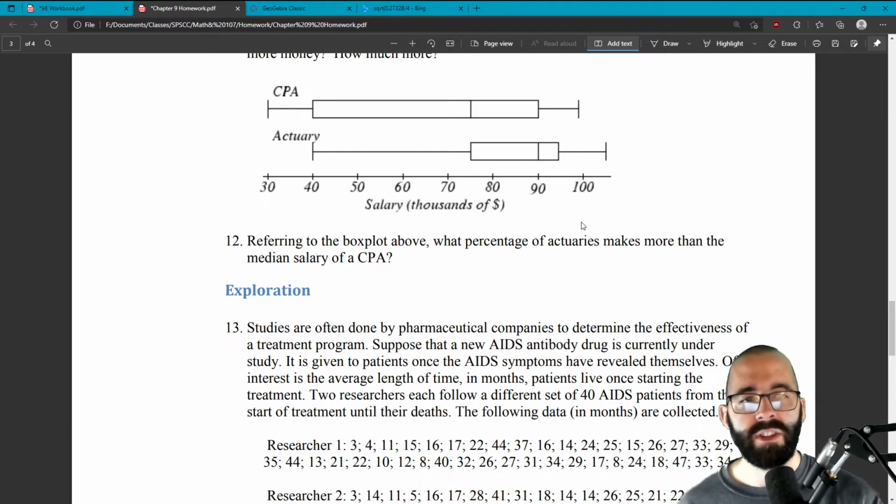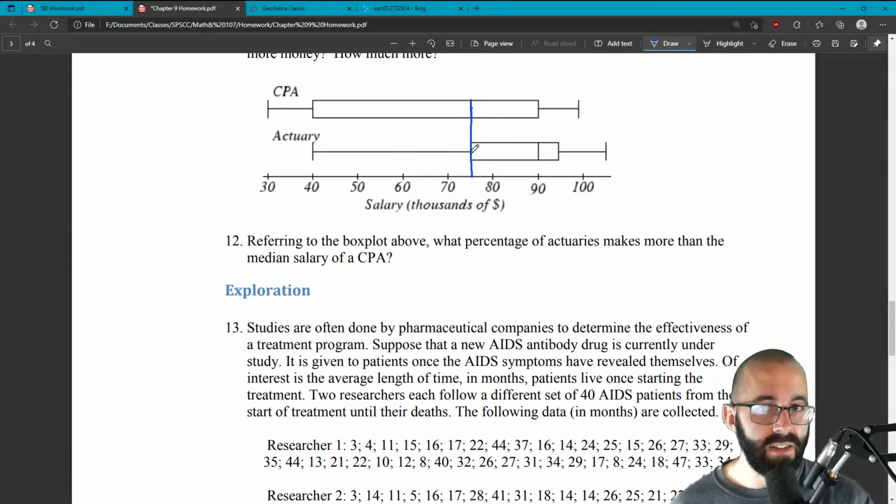So what percentage of actuaries make more than the median salary of a CPA? The median salary of a CPA is right here. That's about $75,000 a year. So how many actuaries make more than this? Well, the median for the CPA is the 25th percentile, the first quartile, for an actuary. So how many actuaries is this?